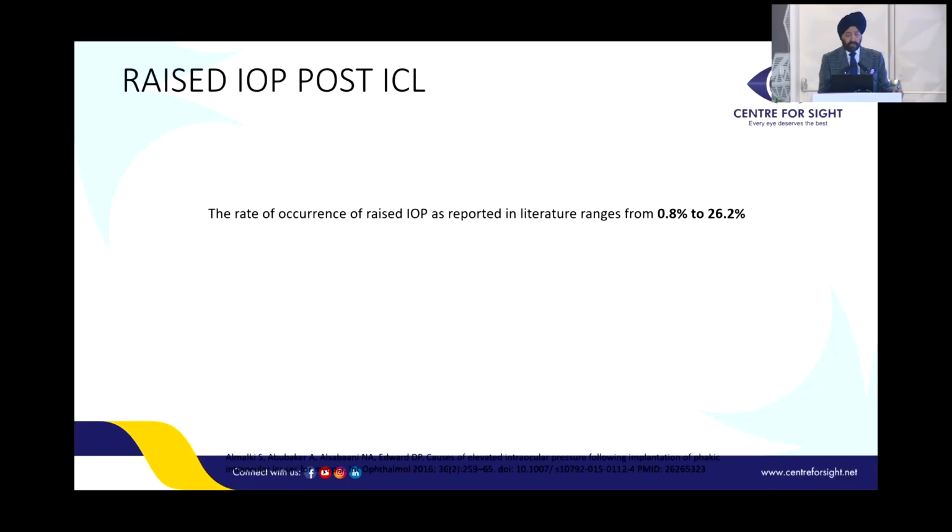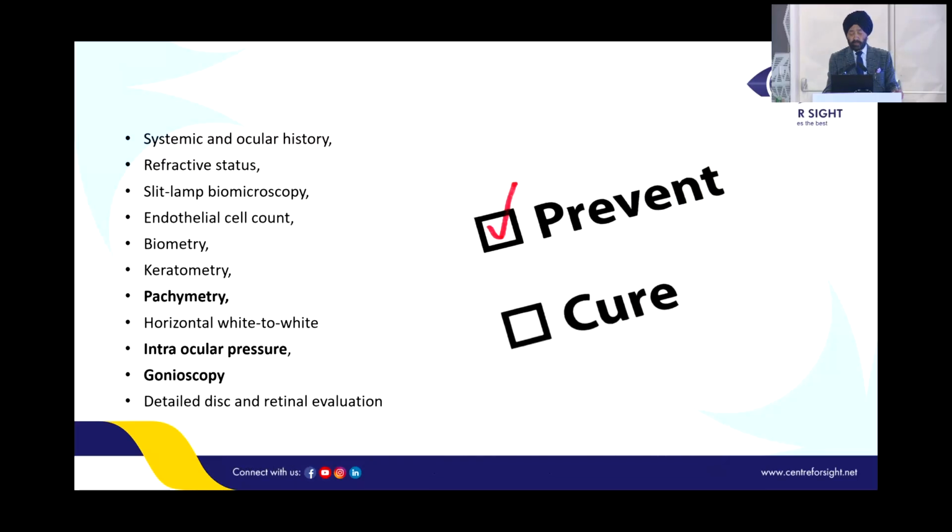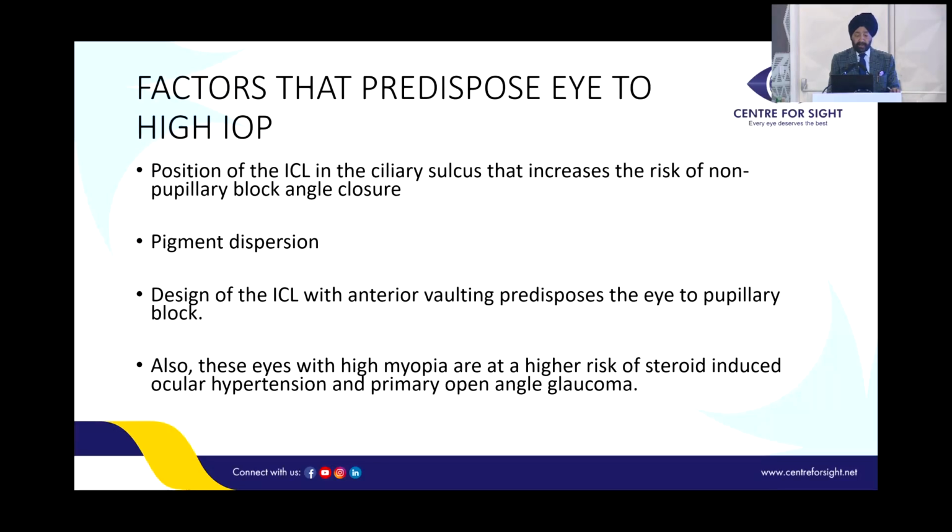Raised IOP post ICL, the rate has been reported to be 0.8 to 26.2. So you have to actually look at all these things, and prevention is better. So in prevention, washing the viscoelastic is the key. Do not leave behind viscoelastic. That is the key. And do not overinflate the entire eye so that it's very tense, but it should be proper. The pressure should be proper at the end.